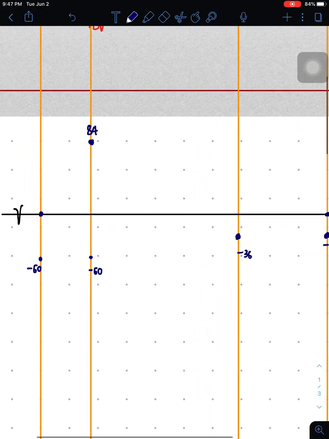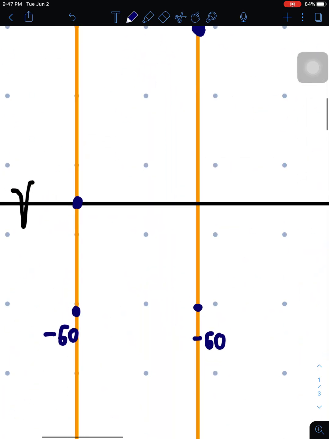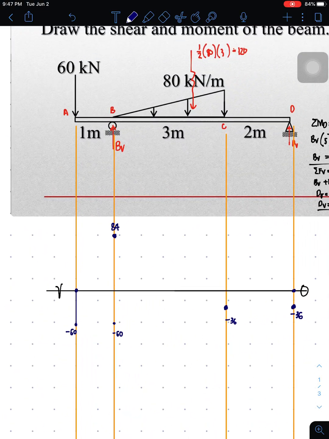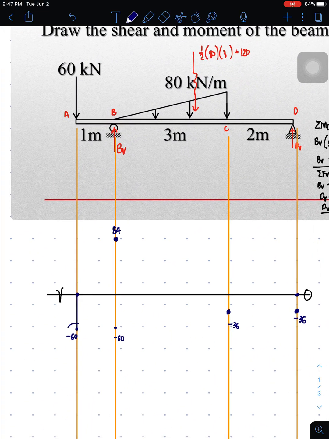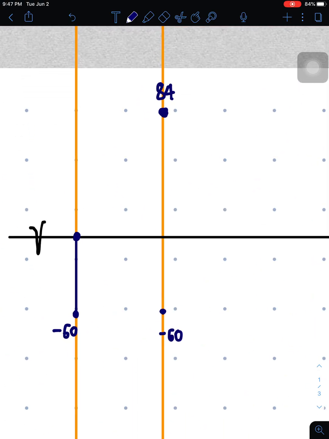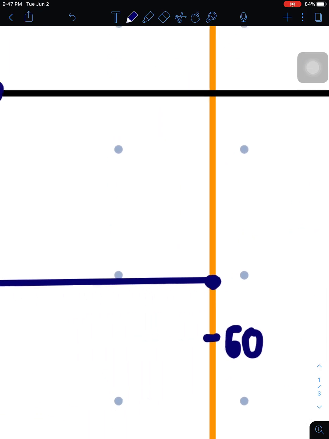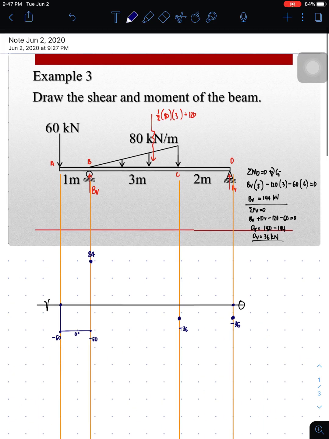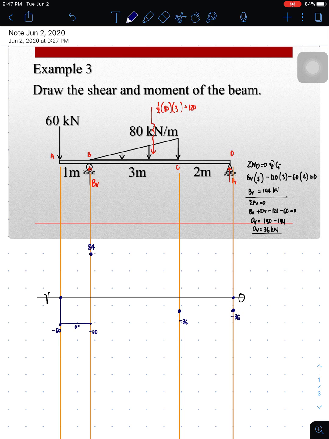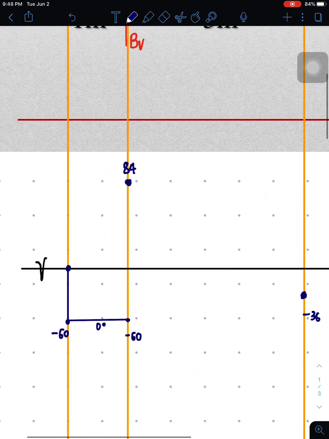There. So let us plot. This one, we are going to plot with a vertical line. And for this one and this, we look at the figure above. There is no load. So therefore, we initiate the curve, and the curve is at 0 degree. There. That's how we plot it. And then this 84 and negative 60 is just a vertical line.